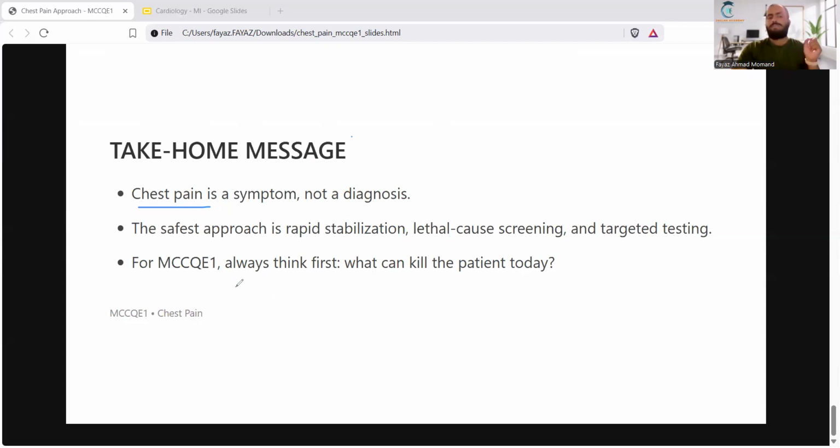And for NCCQE1, think what is going to kill the patient right now or today. That should be the first thing that you rule out when you're doing MCQs for NCCQE1. And in clinical practice, it should be your mindset that I need to keep my differentials broad, but I have to make sure nothing serious is going on with the patient and rule them out first, like acute coronary syndrome. It can quickly evolve into arrhythmia and the patient would collapse before you even realize it.